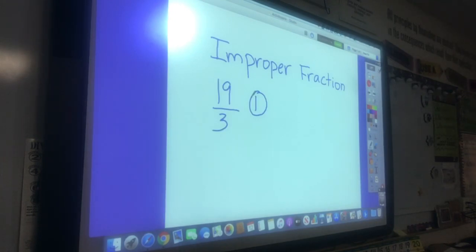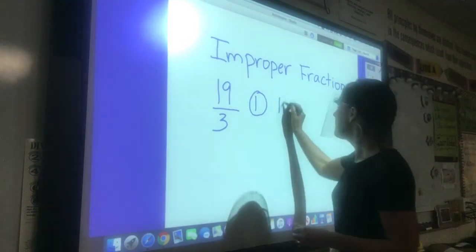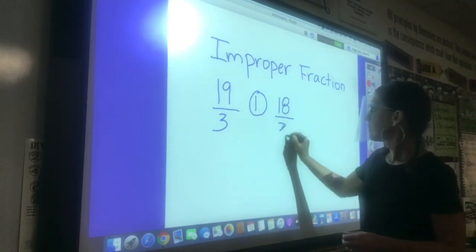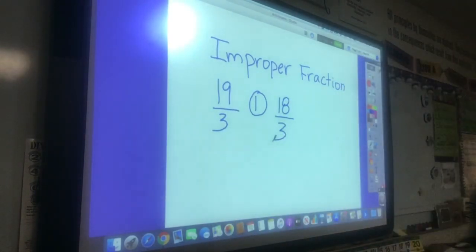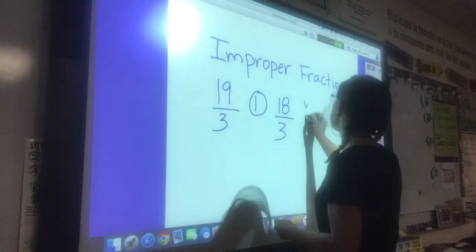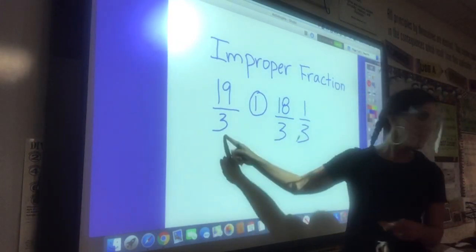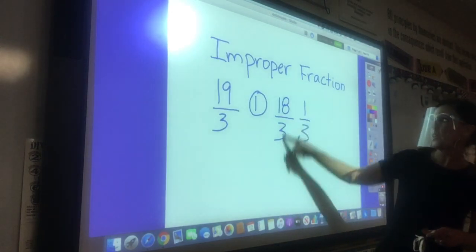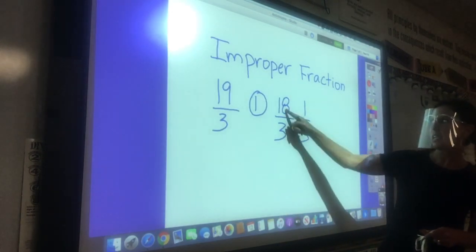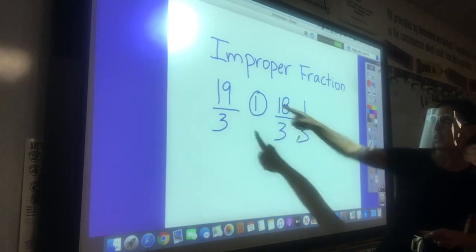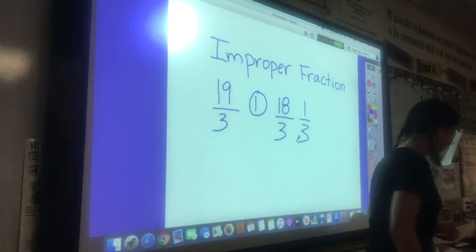Eva? 18. So we're going to put 18/3. All I did was say what's the closest thing that it goes into, 18. But we have 19/3, so we still need another third to go with it. All we did was rename this, because we knew that it goes into 18 evenly, but we still need the 1/3 to go with it because we need a total of 19/3.